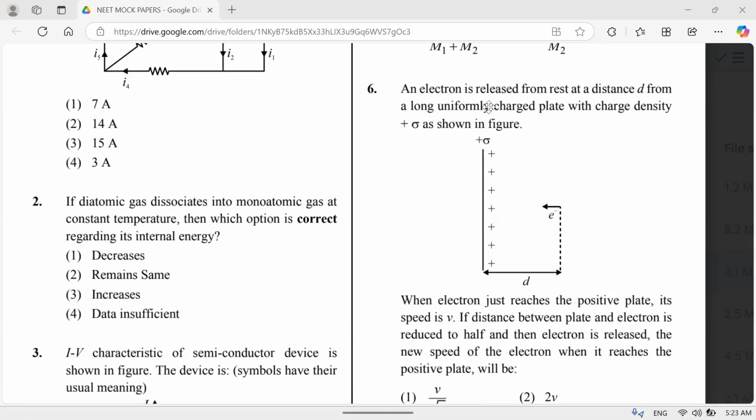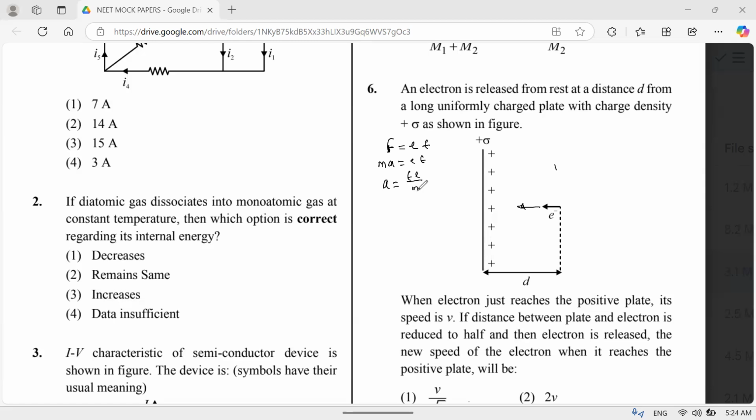Question number 6. Anyone? An electron is released and the charge on the plate is positive. Obviously, it will be attracted towards it. With what force will it be attracted? In electrostatics, we know the force is equal to charge into electric field. If I equate this, what is the acceleration? The acceleration of the charged particle will be electric field into charge divided by mass m.